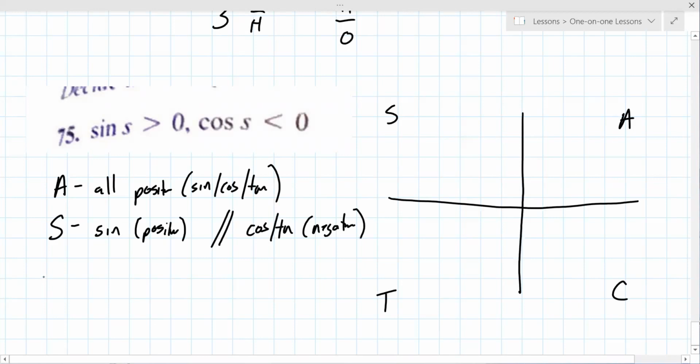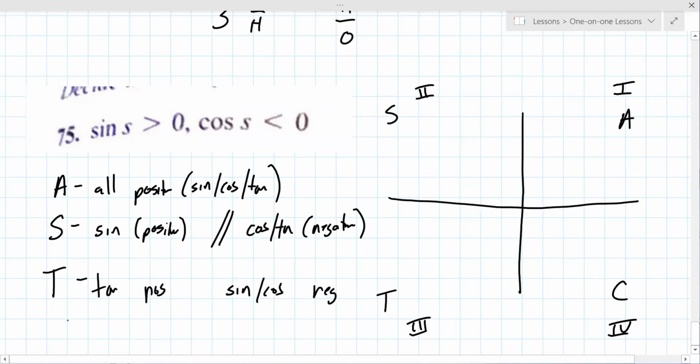First one's quadrant 2 for sure, because negative x, go to the left. Well, before we do the problem, this is really important, because if you don't have this down, you won't be able to do any of these problems, and it becomes a pretty simple task. T means the tangent is positive, but the other two, sine and cosine, are negative. And then the C means that cosine is positive, but the other two, tangent and sine, are negative.